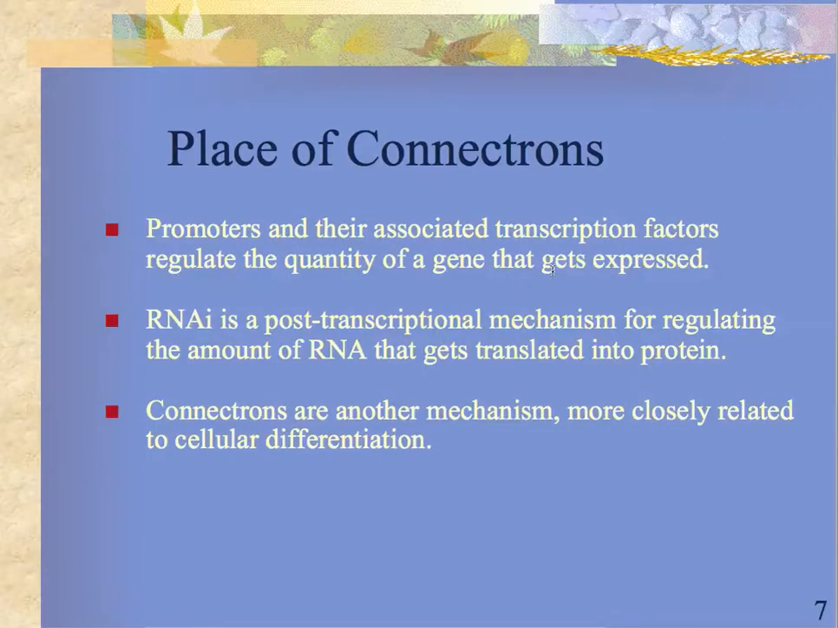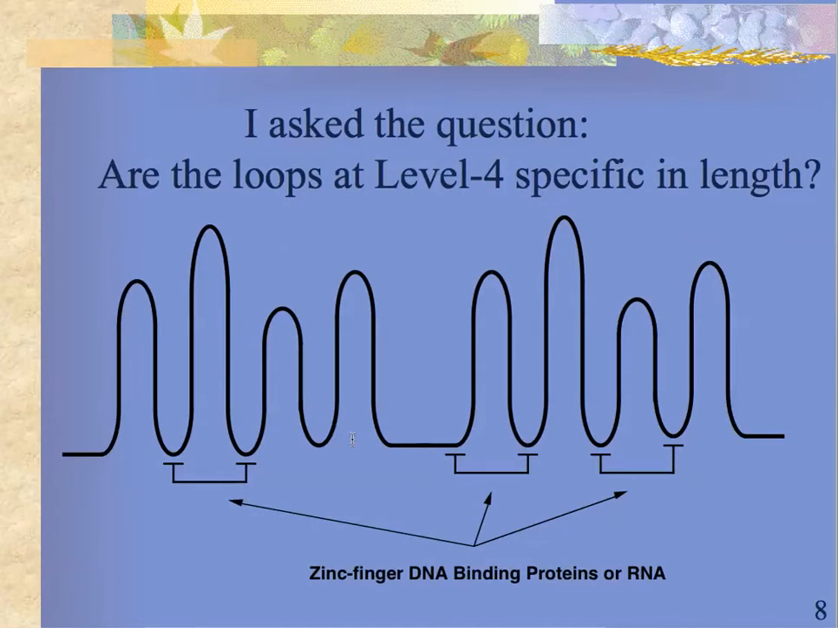So what's the role of connectrons? Well, promoters and their associated transcription factors regulate the quantity of a gene that gets expressed. There are promoters that make a little bit of the following transcript, and some that make a medium amount, and others that make a lot. So it's basically an analog process. RNA interference is mostly a post-transcriptional mechanism for regulating the amount of RNA that gets translated into protein. So my argument is that connectrons are another mechanism, more closely related perhaps to cellular differentiation.